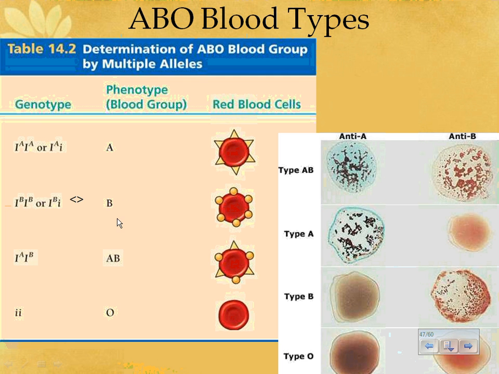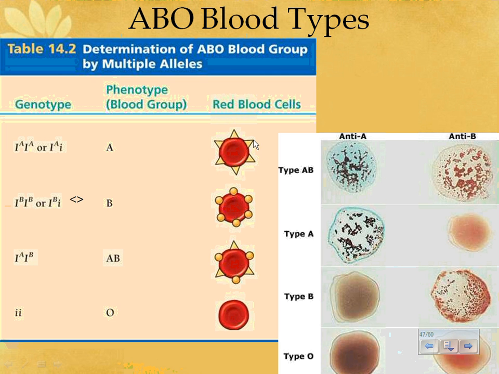If you're type B, B is also dominant to O. You can be homozygous or heterozygous. If you're AB, then you have one of each. If you're O, you are recessive. Again, this is mainly just a type of protein on your red blood cell that determines what kind of blood typing you are.